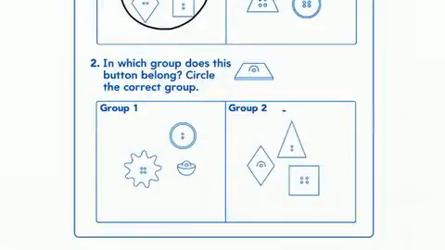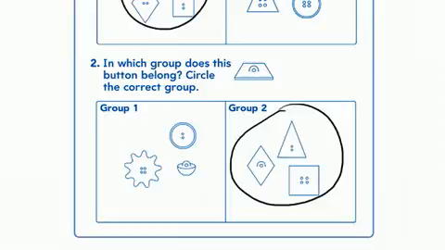Finally, ask students which group the second button belongs in and why. Students should understand that the second button belongs in Group 2 because it has points or straight edges. In contrast, all the buttons in Group 1 are round or have curves. To conclude the activity, take down the property charts and return all materials to the kit.